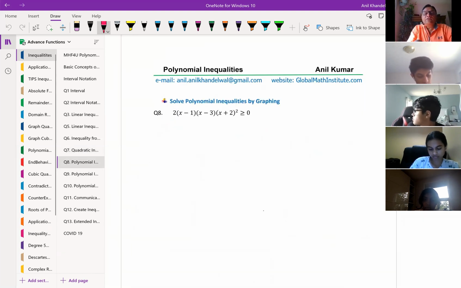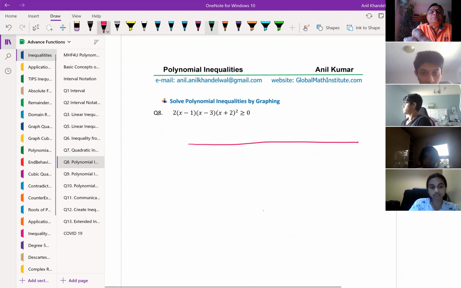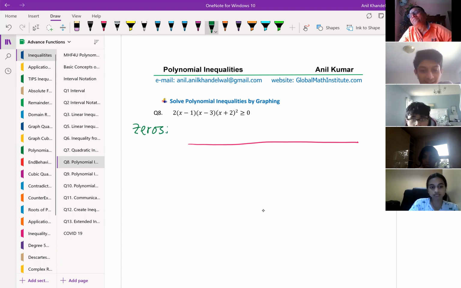Now, Akshat, have you really understood this process? Yes, sir, the table, I think I have. Now tell me, how will you do it? You would first find out the zeros. It's already factored. I didn't see that. So the first zero is at 1, this zero is at 3, and this zero is at -2. Is that clear? Yeah.